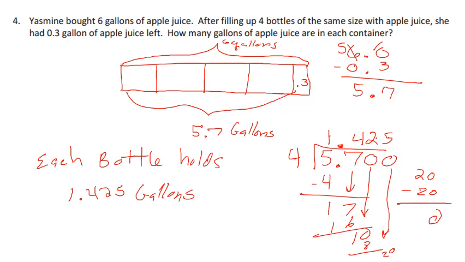Now, if I wanted to check that, I could take 1.425 and multiply that by 4. 4 times 5 is 20. 4 times 2 is 8, and 2 is 10. 4 times 4 is 16, and 1 is 17. 4 times 1 is 4, and 1 is 5. Now I know 1.4 is closer to 1, so 1 times 4 would be 4. So for reasonable, it would have to be here, which is the same amount we started with. So it's a good answer.